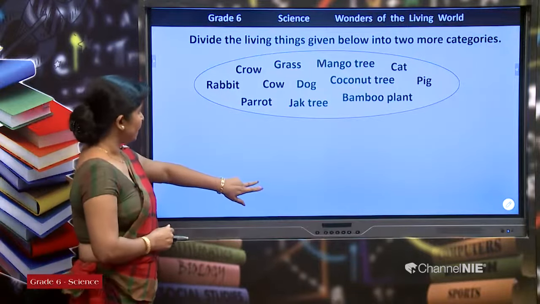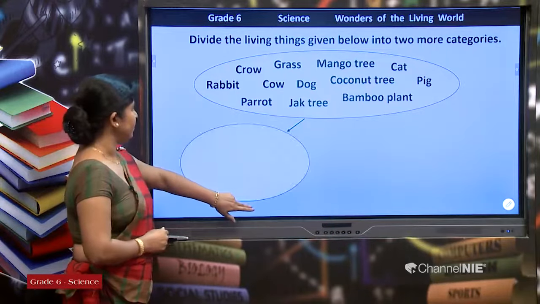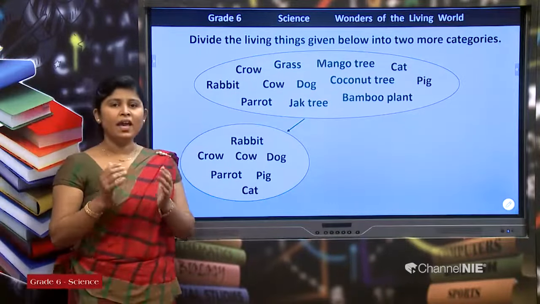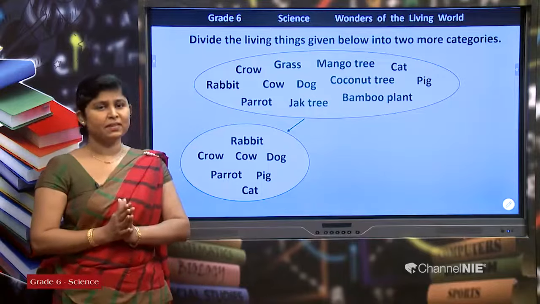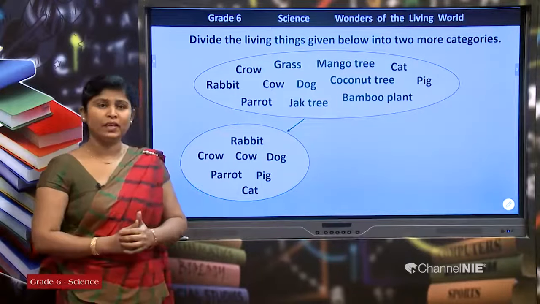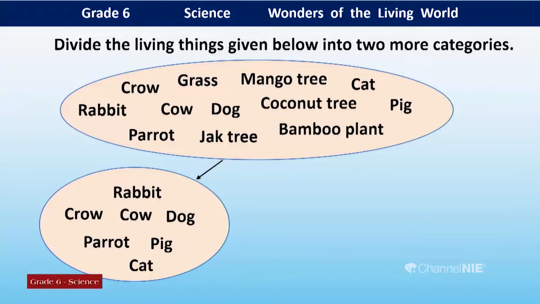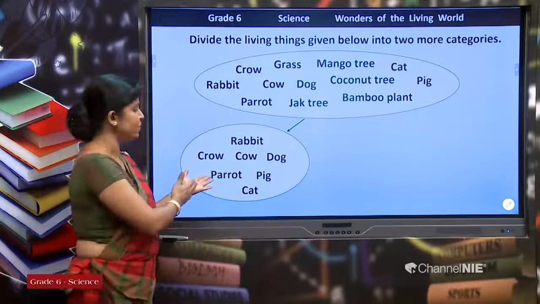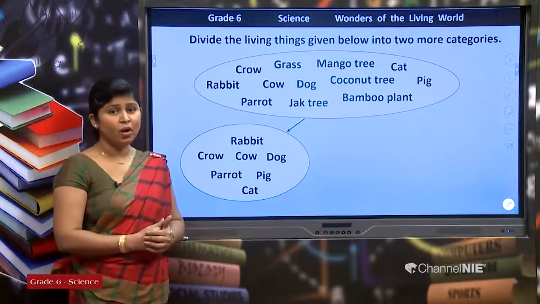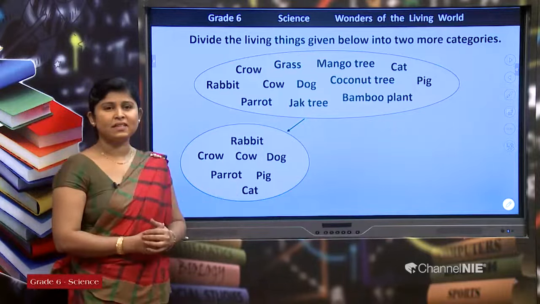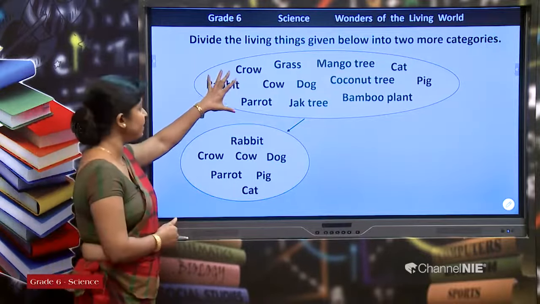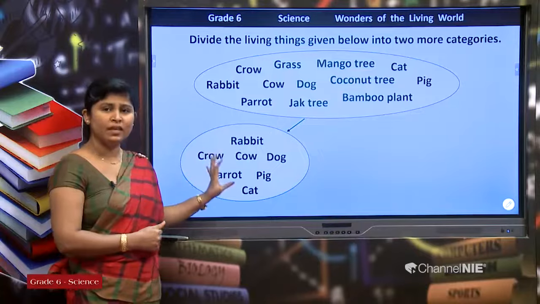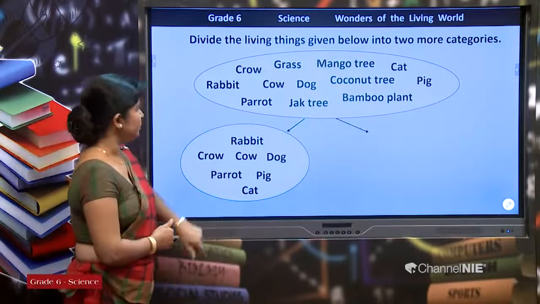Now, yes, then I have separated one group. Now, let us see what are the things included in my first group. Rabbit, crow, cow, dog, parrot, pig and cat. Then we can give a common name for this group. What is the common name? The common name is animals. Now, here are the living things, then we have separated only the animals. Right.